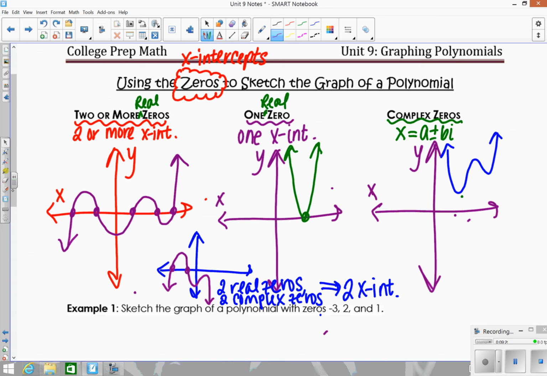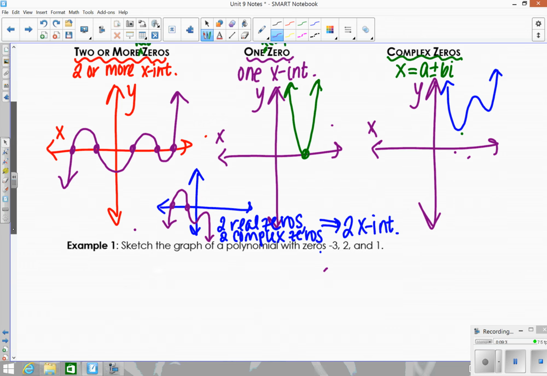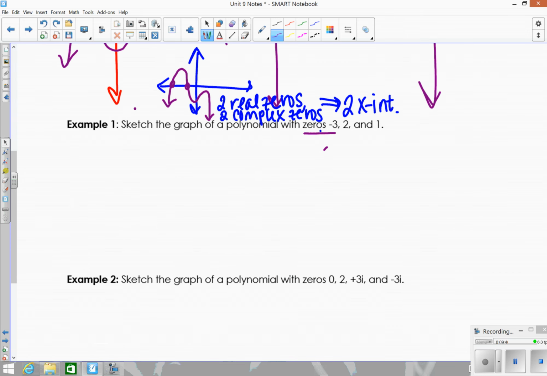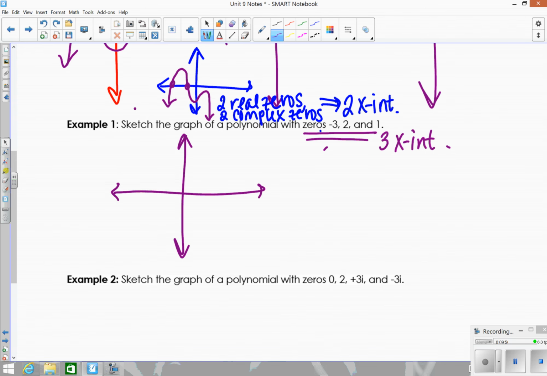So that's kind of just to show you, when you solve equations and you get these zeros, how does that relate to the graph and the x-intercepts? So let's look at just two examples of these. So if I'm given the zeros as -3, 2, and 1, well, these are all real zeros. So that means I would have 3 x-intercepts. So you would start by just sketching a set of axes. So I would have -3, I would have 2, and I would have 1 as zeros.